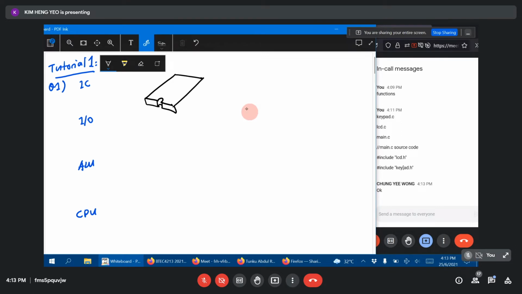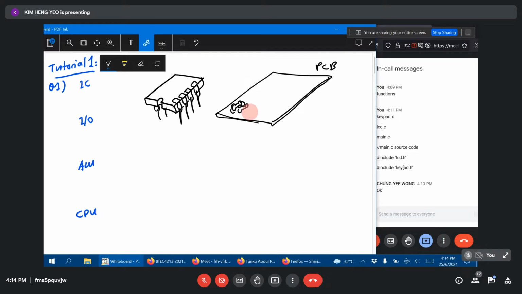What does it mean by an integrated circuit? Back in the 1960s, when you built a circuit, you had a printed circuit board. Then you want to build a circuit, so you got resistors, you got connectors, and then you got some ICs here.